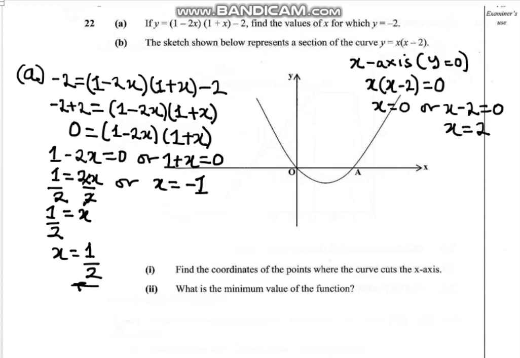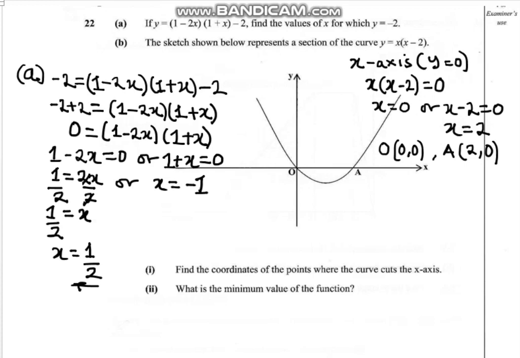Now, which point is going to have x equal to 0? Remember, on the x-axis the value of y is 0. So how are we going to put the coordinates? For the origin, definitely the origin is going to have x equal to 0 and y equal to 0. And then for point A, since it's on the right side of the origin, on the positive x-axis, it's going to be 2, 0. So the origin is 0, 0, and point A is 2, 0. These are the coordinates of the points where the curve cuts the x-axis.